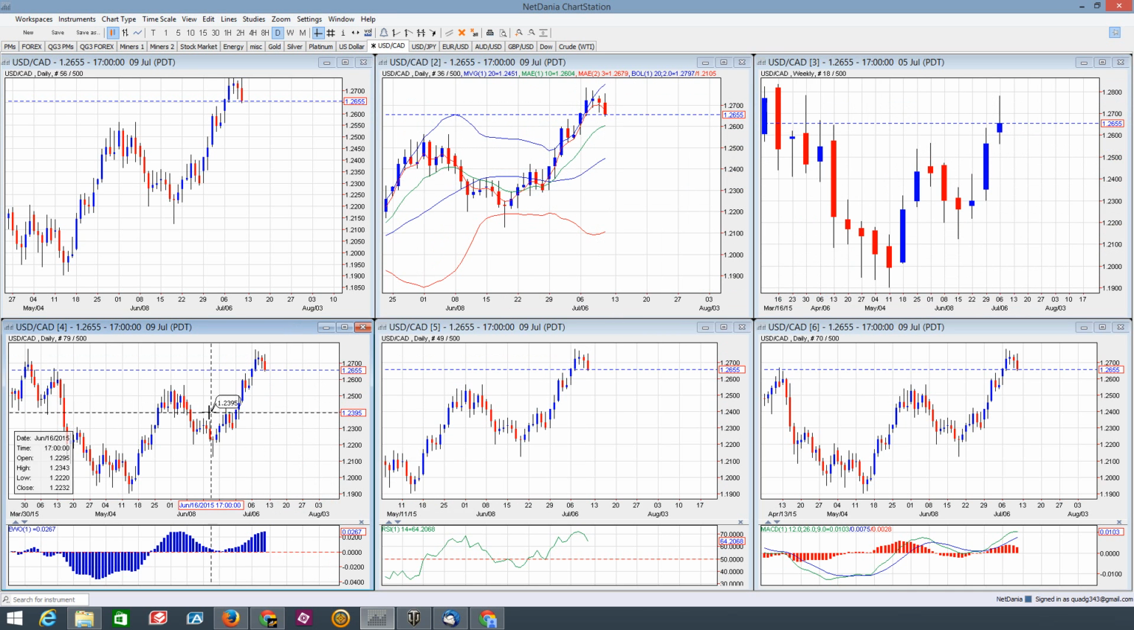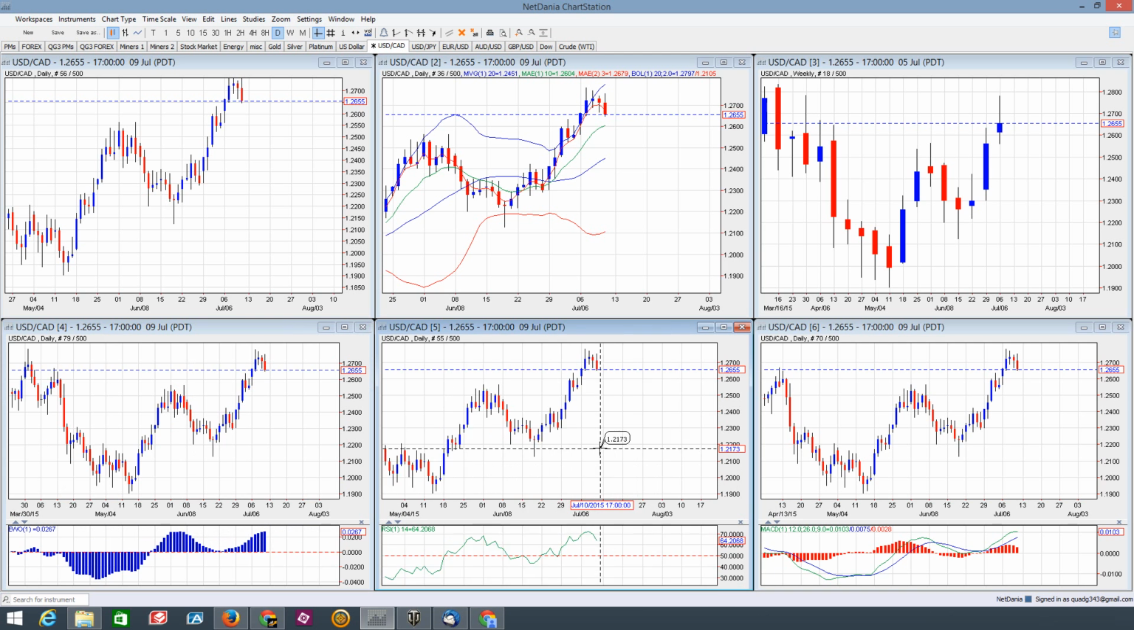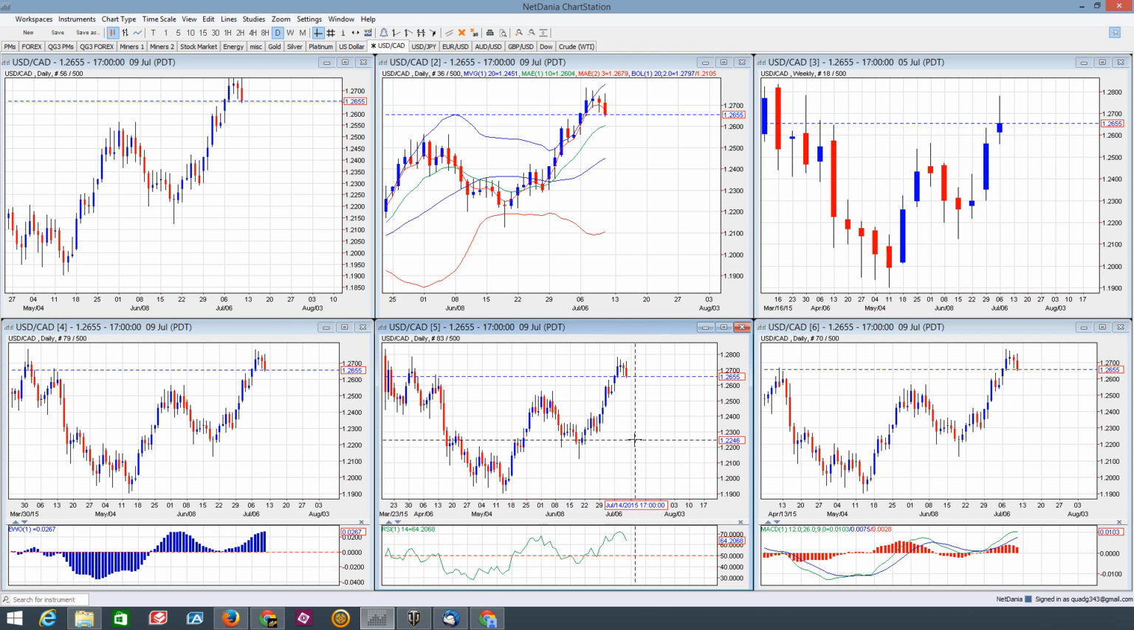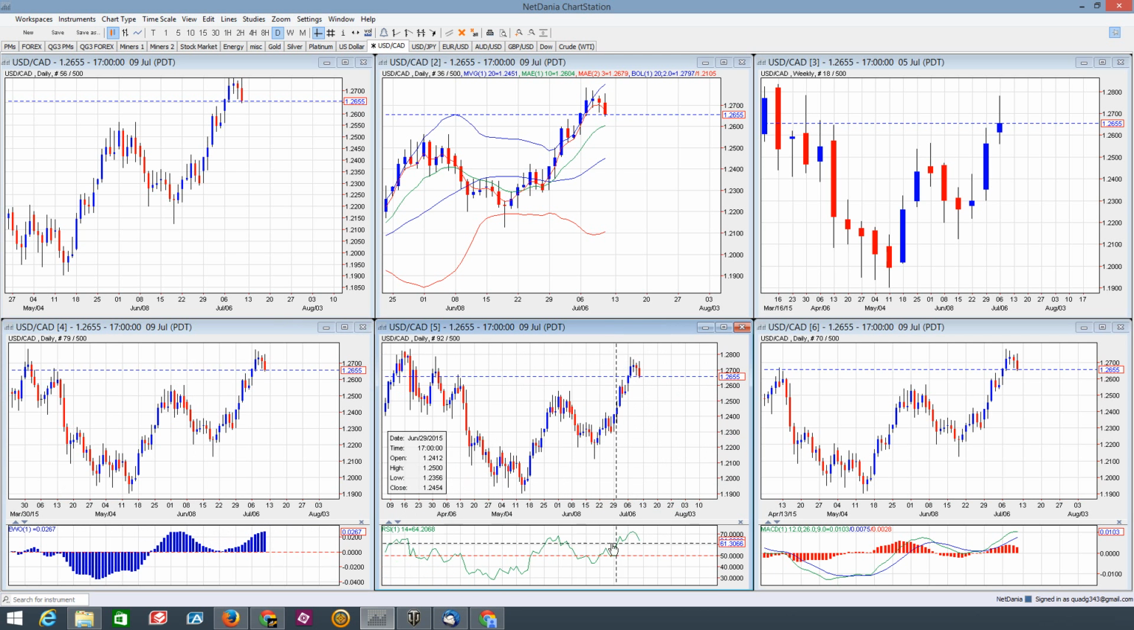EWO here, we almost have a negative divergence between these two swing highs. The EWO does close basically right at the last swing high in the oscillator. USD CAD, and the RSI, we don't have the negative divergence there in that oscillator.